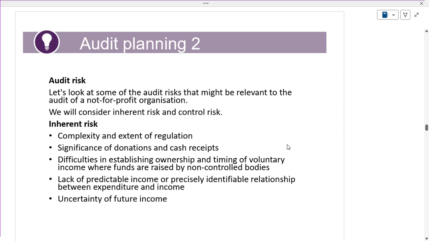So now here also we have the same thing. Audit risk is there. You have inherent risk, control risk, and detection risk.